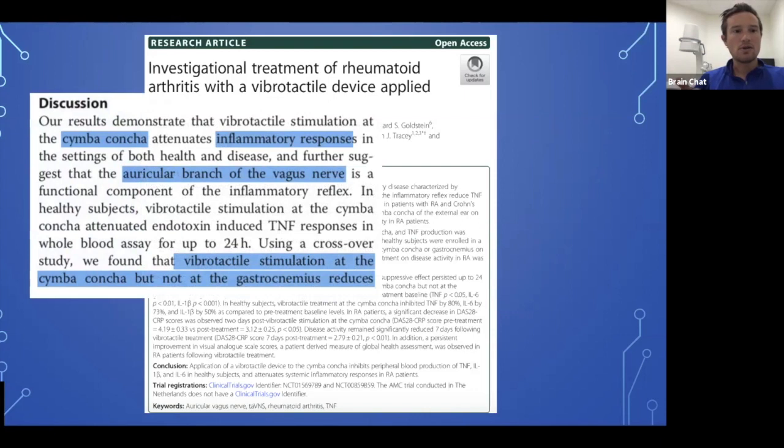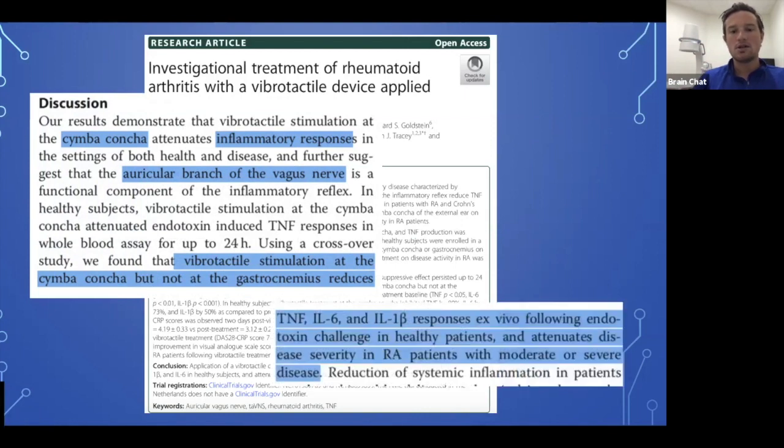So what they found was, this is a cool little paper: the results demonstrate vibrotactile stimulation of the cymba concha attenuates inflammatory responses in both health and disease, and further suggests that the auricular branch of the vagus nerve is a functional component of the inflammatory reflex. Using a crossover study, they found that vibrotactile stimulation at the cymba concha, but not at the gastroc, reduces inflammation, such as TNF (tumor necrosis factor), interleukin-6, and interleukin-1 beta.